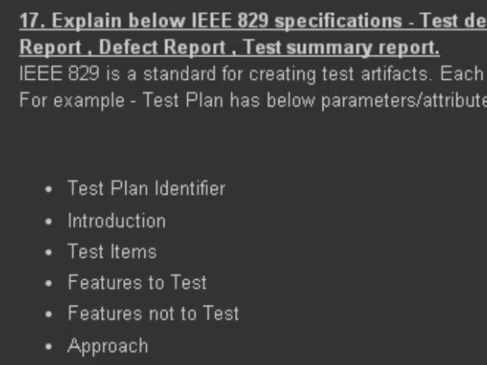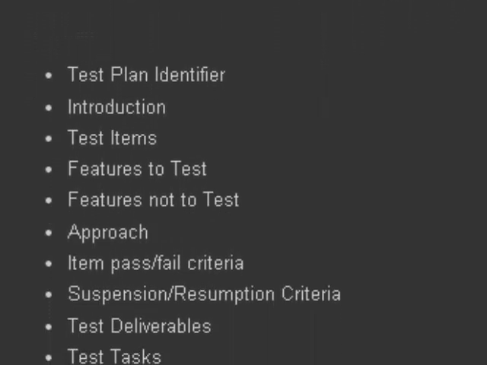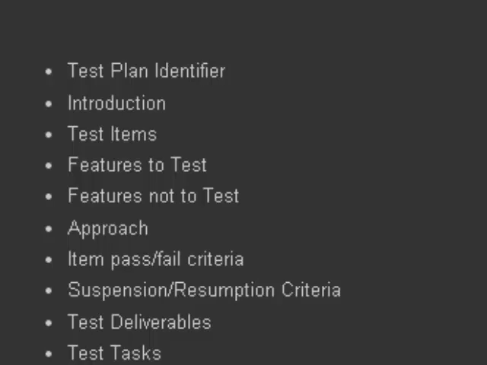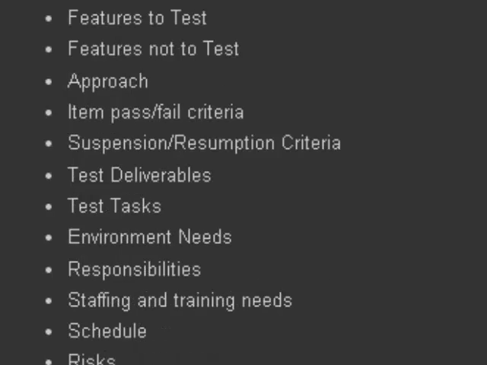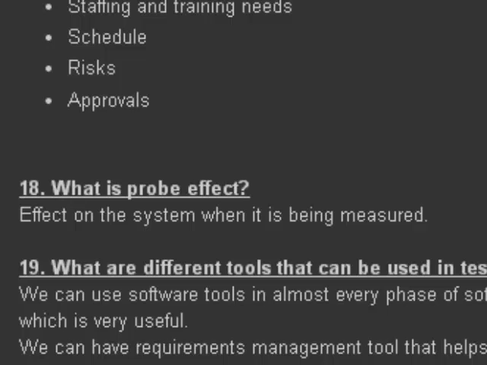Then as I said, IEEE 829 standard specifications provide the details of the test design, test cases, test plan, test log, incident report, defect report, and test summary report. For each one, they have given some standard attributes that must be included in the given templates. For example, if you want to create the test plan, it should have test plan identifier, then introduction, test items, features to test, features not to test, approach, item pass/fail criteria, suspension and resumption criteria, test deliverables, etc.